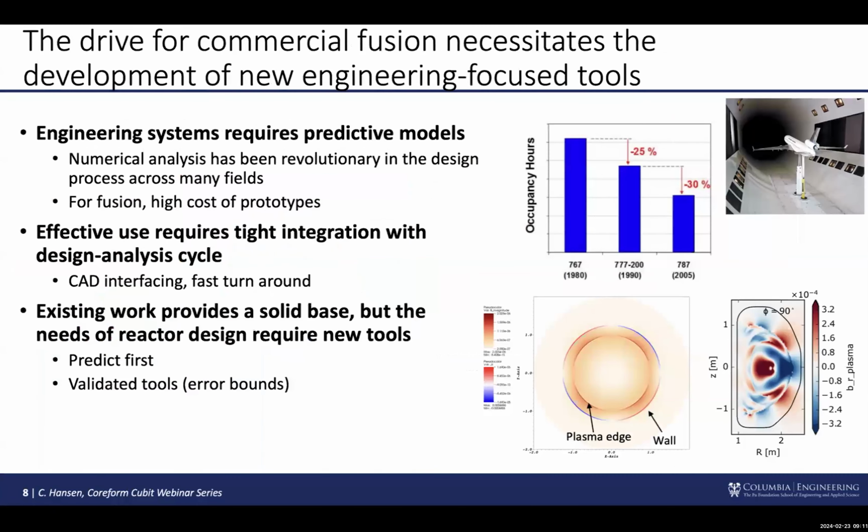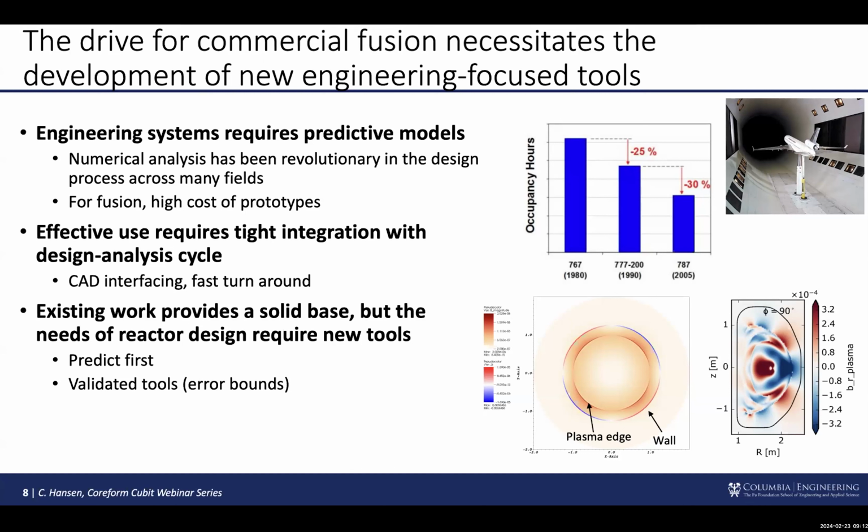a real energy source. But this now creates a need for really new tools. So the transition from research endeavor to commercial endeavor really needs new engineering focused tools. So for engineering systems, we really want predictive models. Numerical analysis has been revolutionary in a lot of design fields like aerospace and other things in reducing the cost and accelerating the design cycle. And this is particularly important for cases like fusion and aerospace, where there's a pretty high cost of prototypes.